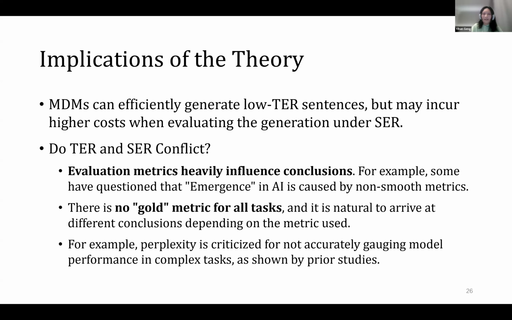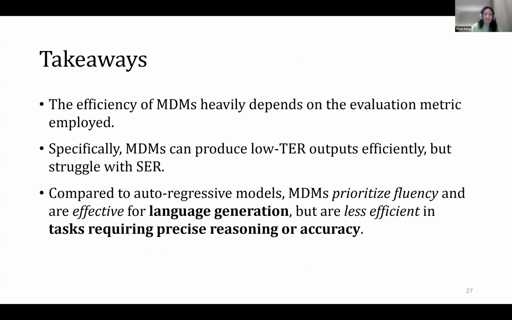For example, some have argued that the emergence phenomenon may stem from using non-smooth evaluation metrics. Just think about how perplexity is everywhere today, but it doesn't always align with actual model performance in more complex tasks, just as several prior works have shown. And this is the same with SCR and TER. You might get great TER scores, while it does not necessarily mean the output is globally correct. Therefore, there's no such thing as a gold metric for all tasks. And in this specific case of MDMs, we want to highlight the importance of assessing the model at a sequence level.